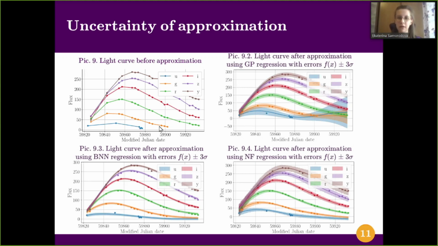Okay, I want to show again one picture. So in the upper right corner, we can see that Gaussian process regression shows too wide stripes for the blue passband in the end. While other models like Bayesian neural network and normalizing flow models show rather not so wide stripes, and so these models are more suitable in this case for data with large gaps, I think.